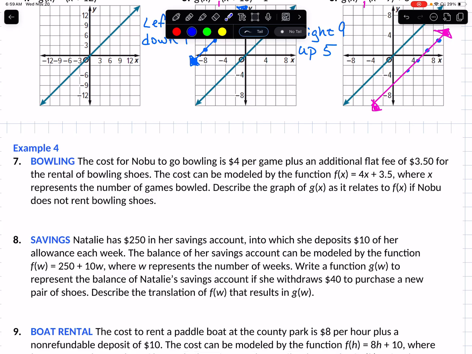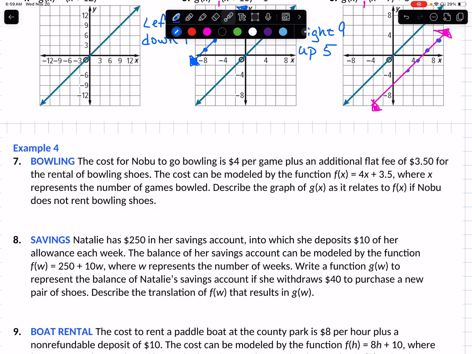And if we look at the function, the cost can be modeled by the function f of x equals 4x plus 3.5. So we see $4 per game. We know we need a variable there. They're using x for that variable. The $3.50 is the additional cost for renting the bowling shoes. So that's why it's plus $3.50 right there. So they want us to describe this graph as it relates to if Nobu does not rent the bowling shoes.